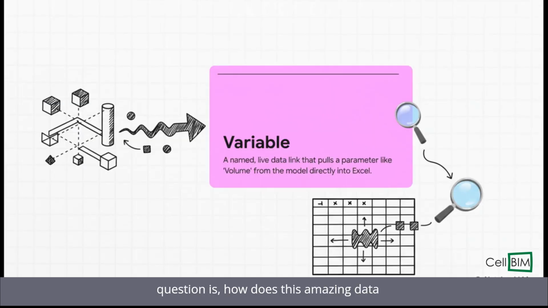So the big question is, how does this amazing data get from the model into your spreadsheet? The answer is a really simple but powerful little thing called a variable. Now, a variable isn't just a number you type into a cell. Think of it more like a live data wire. When you place the volume variable into a cell, you're telling Excel, hey, go find the real-time volume of this specific object in the model and keep it updated for me.